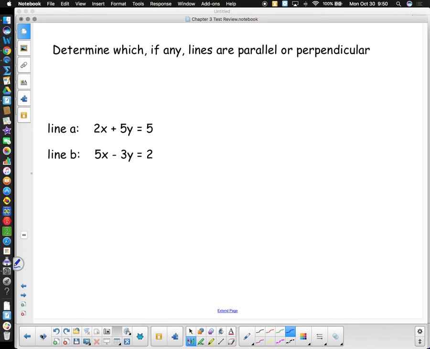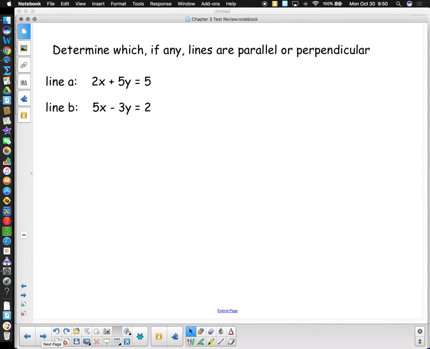All right. Tell whether lines are parallel, perpendicular, or neither, if there are any parallel lines. What am I going to have to do? I'm going to have to rearrange the equations, right? So 2x plus 5y equals 5.